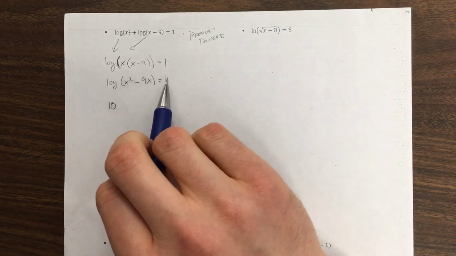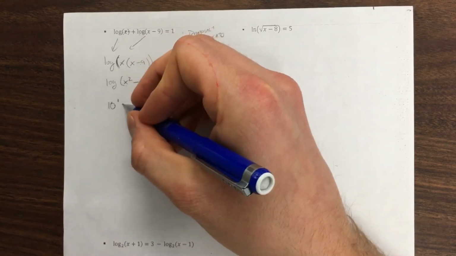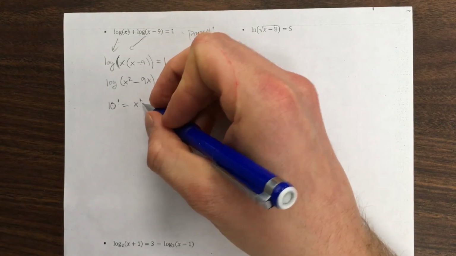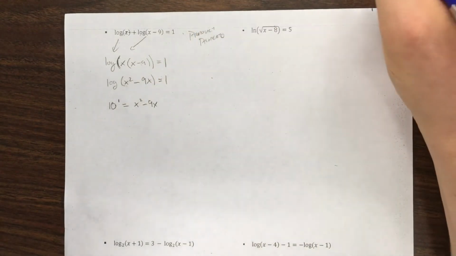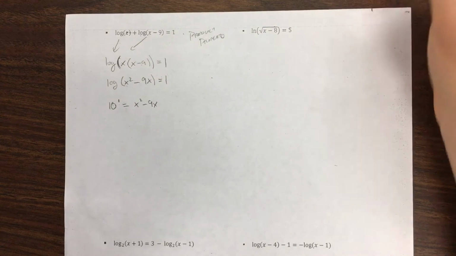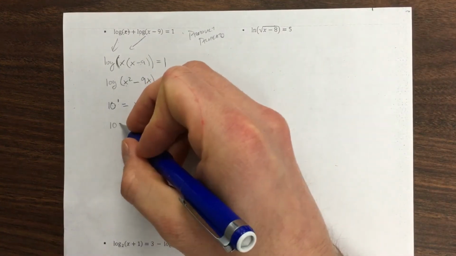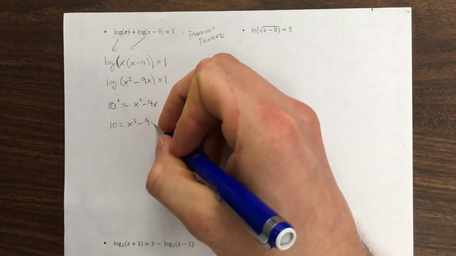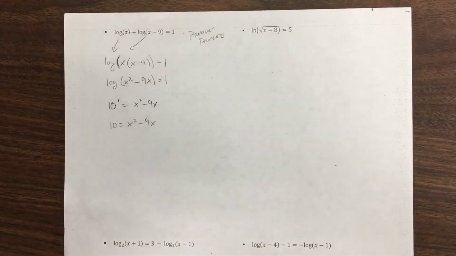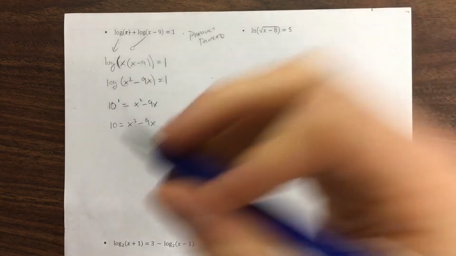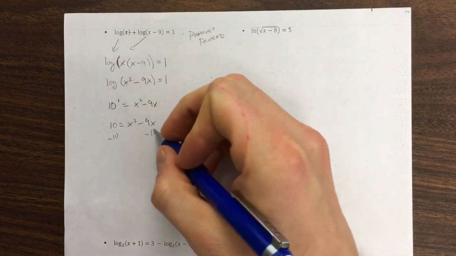Our exponent is always opposite of our log, so to the first power, and that's going to equal x squared minus 9x. 10 to the first power would just give us 10 equals x squared minus 9x. And then from here, I saw a lot of people do some funky things that I was not too sure of. But hopefully we can recognize we have x squared, we have an x term, and we just have a number. So it takes a quadratic form.